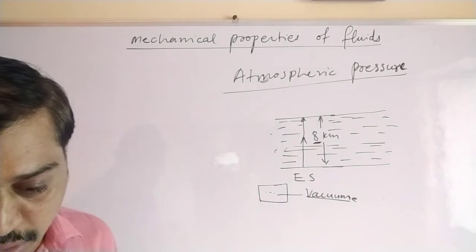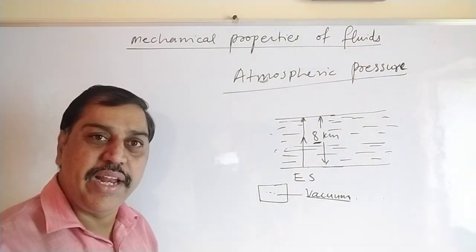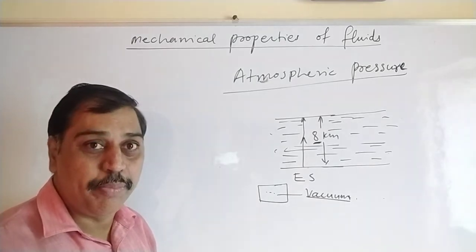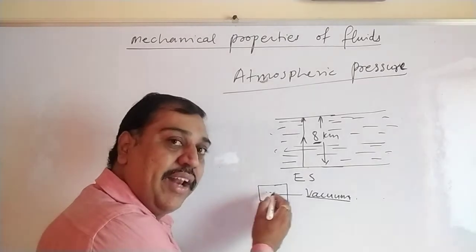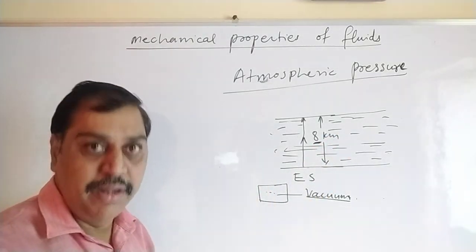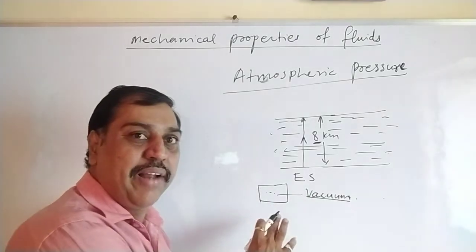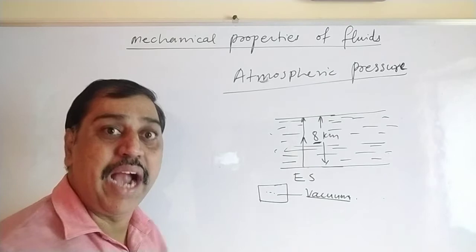Basically, vacuum means there should not be any atom or molecule. That is said to be perfect vacuum. Roughly, if the pressure inside any container is less than the atmospheric pressure, we can say vacuum has been created. Ideally, nothing should be there. There should not be any particle, atom or molecule, then it is said to be ideal vacuum.